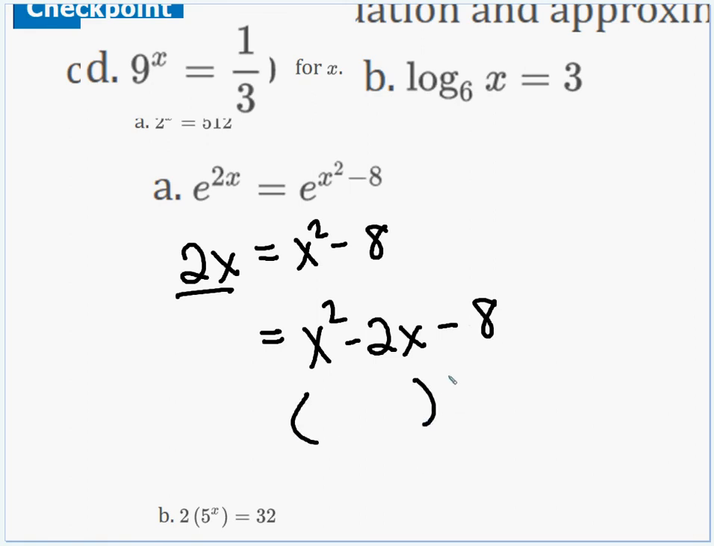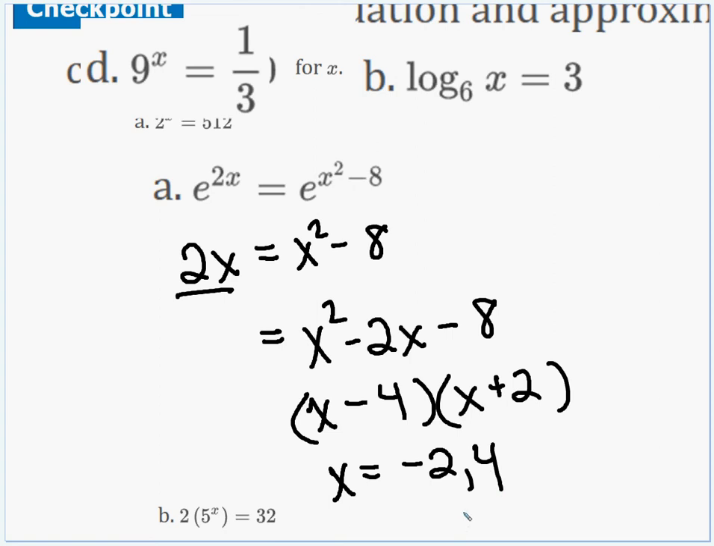And let's factor that. What numbers multiply to negative 8 and add up to negative 2? That'd be minus 4 plus 2. And then set each of those equal to 0. You'll get x equals a negative 2 and a positive 4.